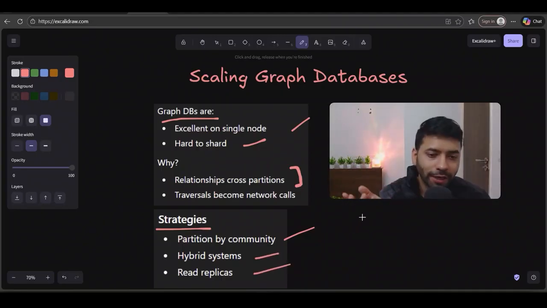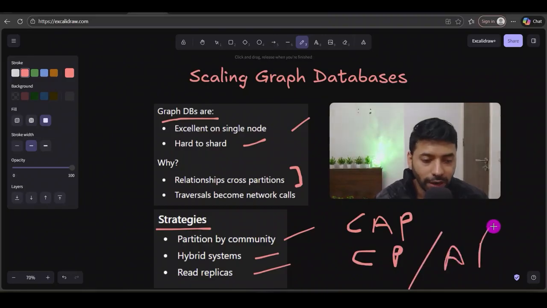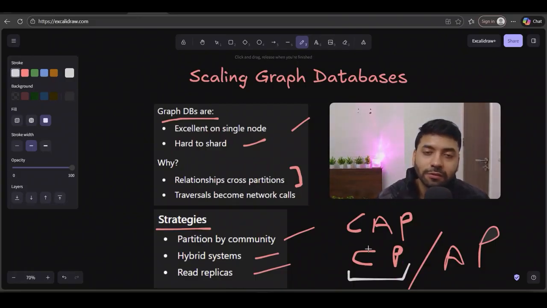Now for all of the databases, we also checked about the CAP theorem, right? So as we know in CAP theorem, we can either provide CP or we can provide AP, right? So when we talk specific to graph database, by default, graph database provides strong consistency. So it gives preference to consistency over availability.